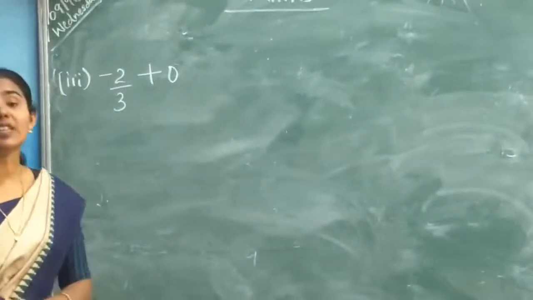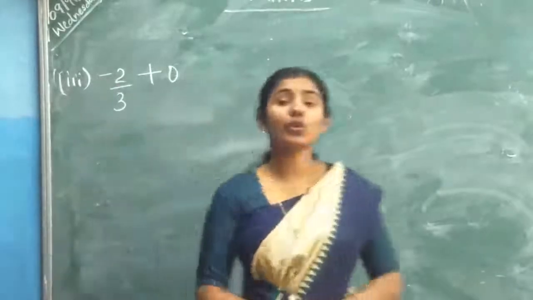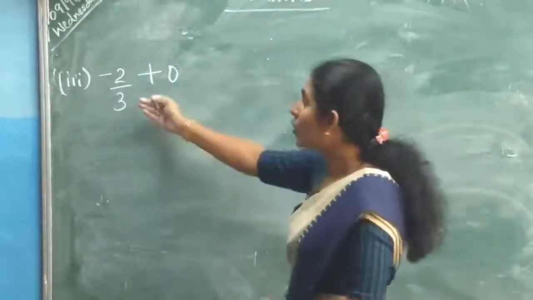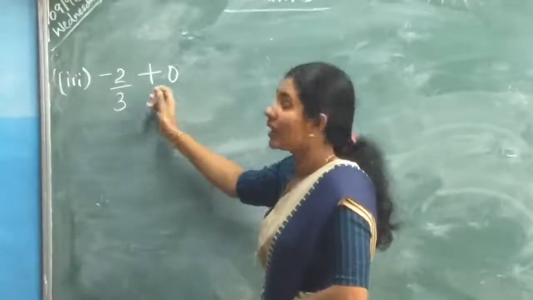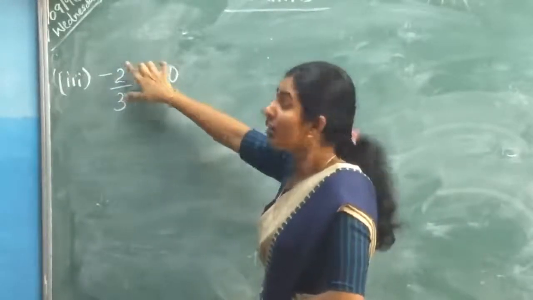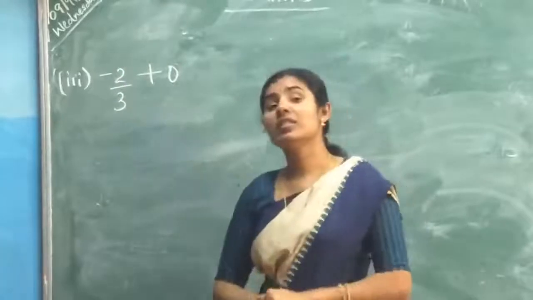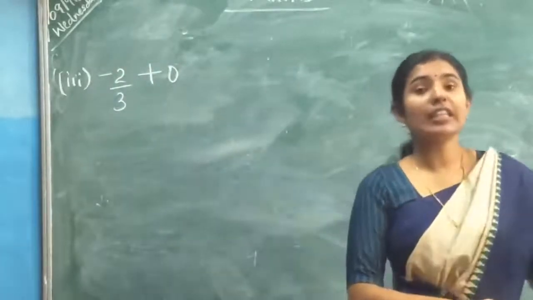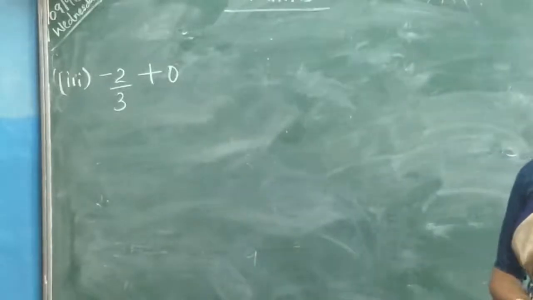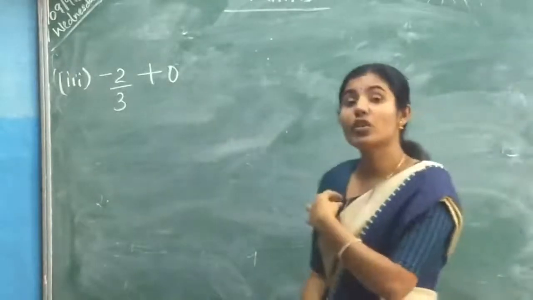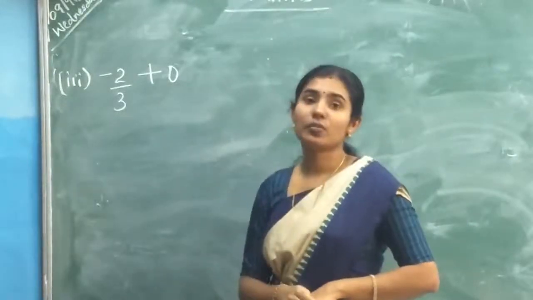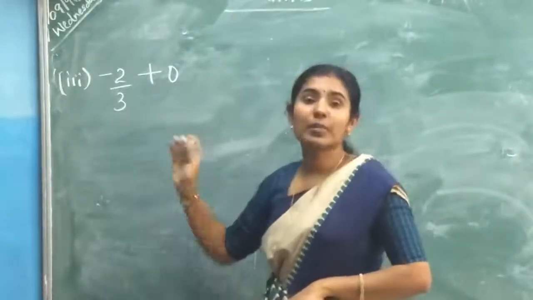Now we see the next question. Minus 2 by 3 plus 0. Now we see how you can solve this question. One rational number is being added with 0. You have studied in the integers chapter that any integer, when you add 0, you will get that integer itself. The same rule is applicable here.